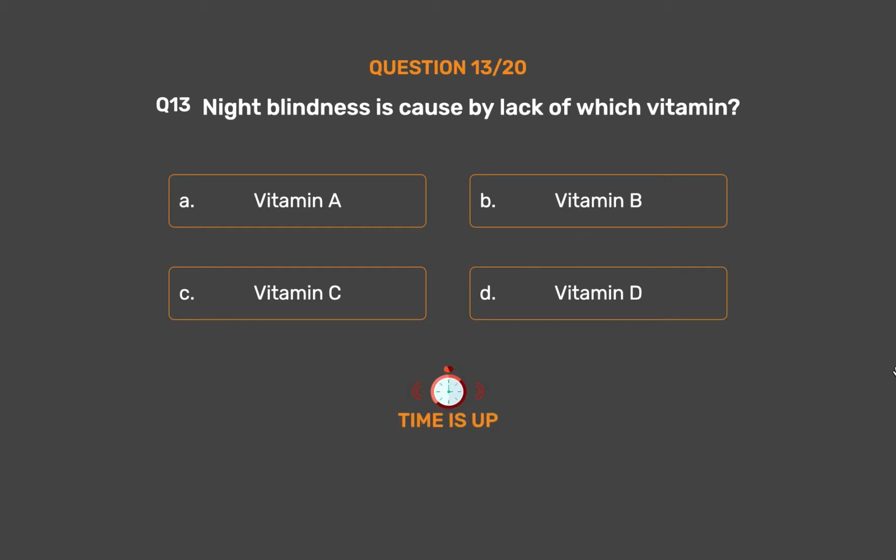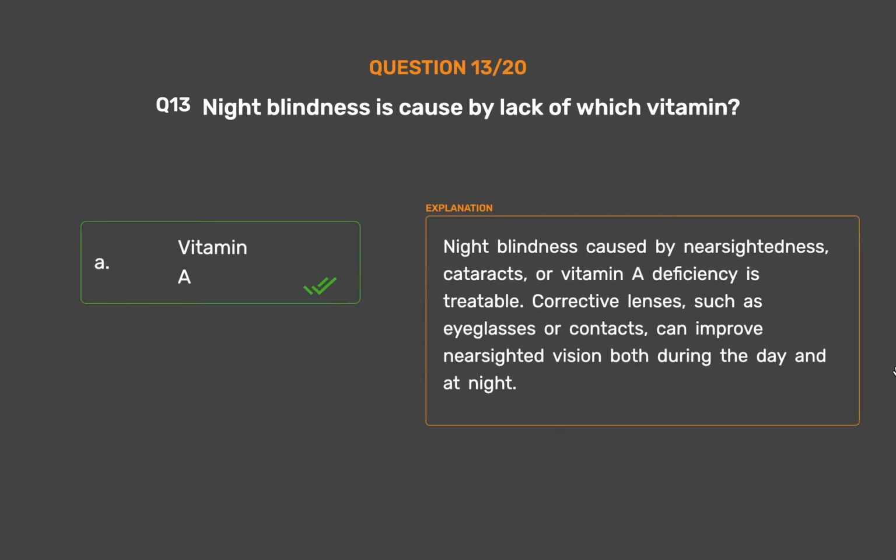The correct answer is Option A. Vitamin A. Night blindness caused by nearsightedness, cataracts, or vitamin A deficiency is treatable. Corrective lenses, such as eyeglasses or contacts, can improve nearsighted vision both during the day and at night.